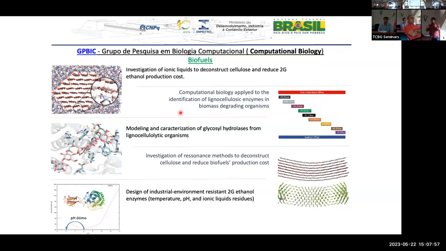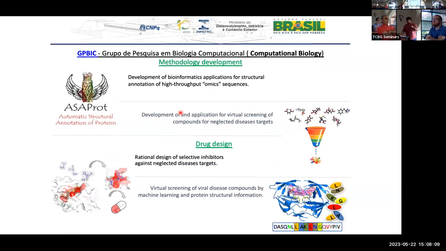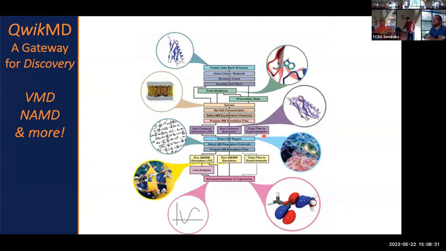And we did a lot of work on biofields, mostly in molecular dynamic simulations of cellulose membranes. I mean, there was a lot of money at that time to work on that. But I won't bug much of you. We also developed some workflows in there. One of the biggest ones was called AsaProt, an automatic pipeline to collect data, create comparative models of proteins, and do structural annotation. Yeah, that was a very nice one. Protocols for filter screening are good things.